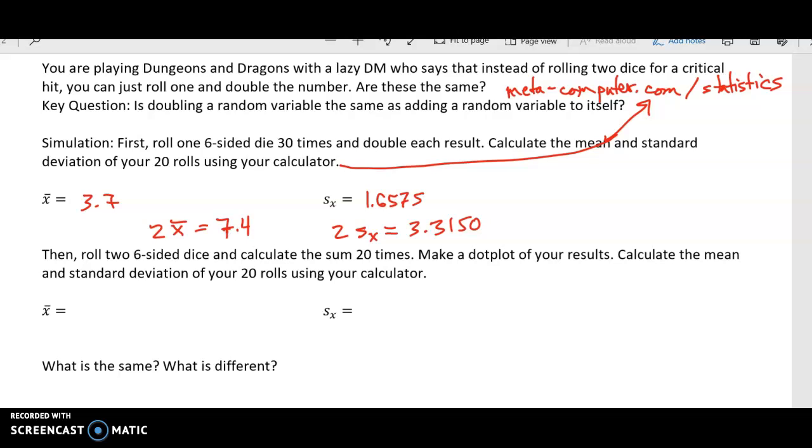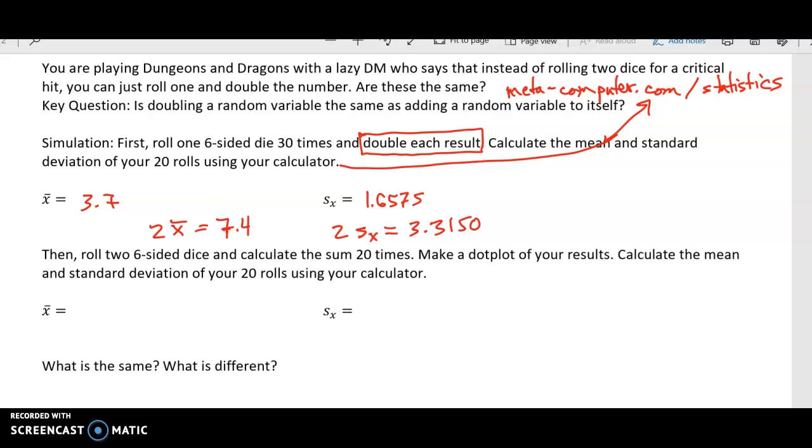Why double it? Well, that's what we're talking about, right? We're doubling each result. We know if we double each result, if we multiply each result by 2, it's the same as multiplying the mean by 2 and the standard deviation by 2. Okay.